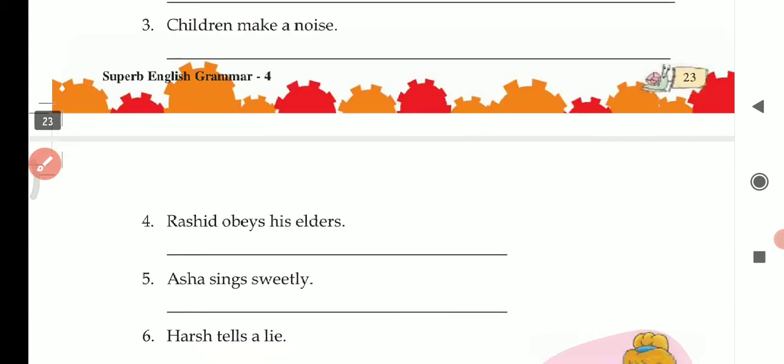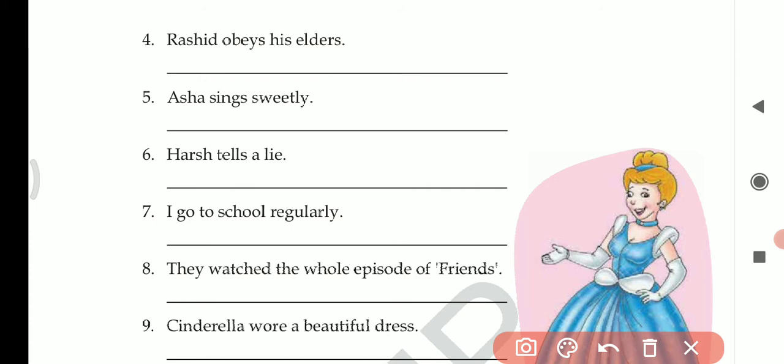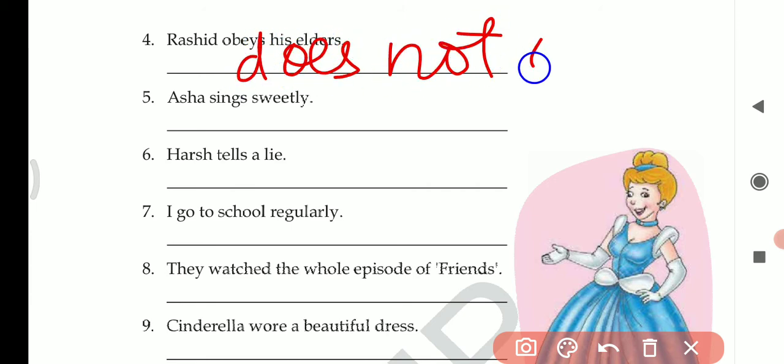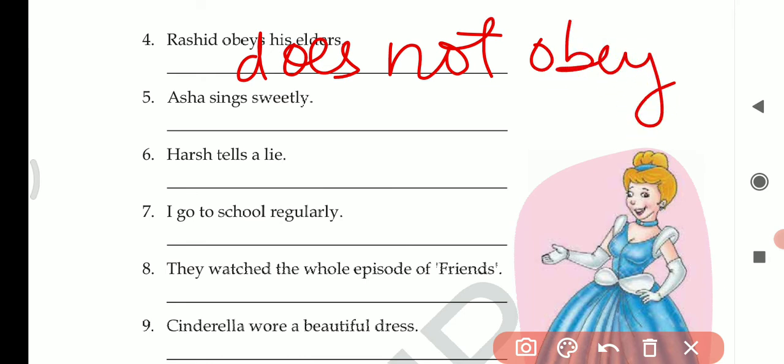Now we'll move to question number 4. Rashid obeys his elders. So this sentence is in simple present tense. So Rashid means we are talking about a singular noun. So Rashid does not obey. Obeys will change into obey as we use the root form of the verb. His elders.